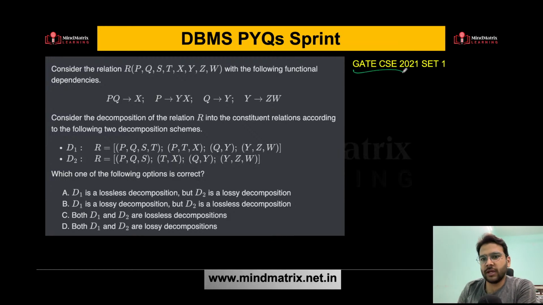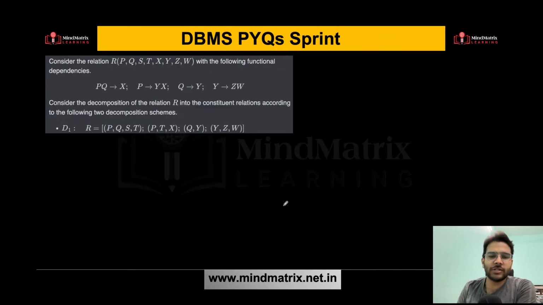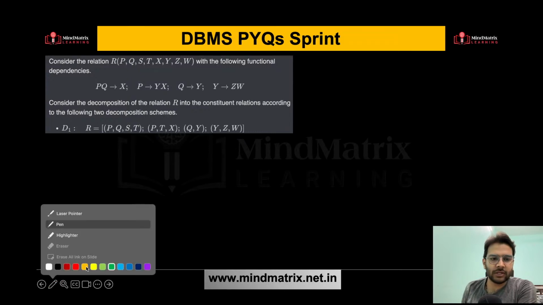This question is from GATE CSE 2021 set 1. Here we just need to check whether it is a lossless or lossy decomposition. There are two decompositions given here, D1 and D2, and this is the functional dependency set given to you. And you can see both the decompositions are non-binary decompositions. Clear? So here let's try to check whether it is lossy or lossless.